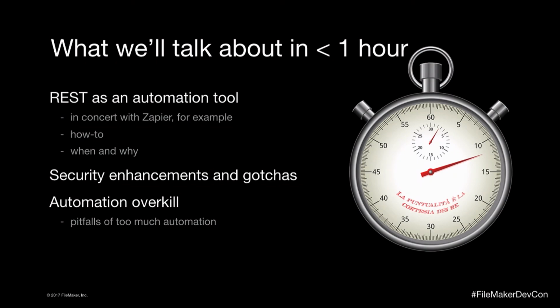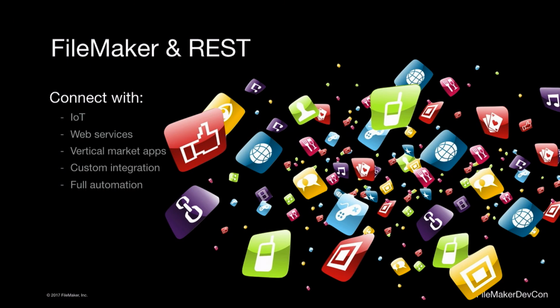What we're going to try to do today, however, is start talking about REST as an automation tool. The demo that we're going to get into a little bit later, we're going to use Zapier. We're going to talk about other options too. And we're going to talk about how you can use FileMaker as a hub and a gateway to interact with other web services to do a complete automation of your entire workflow. And then we're going to talk about why you may not actually want to do that. And we're going to talk a little bit about security too.